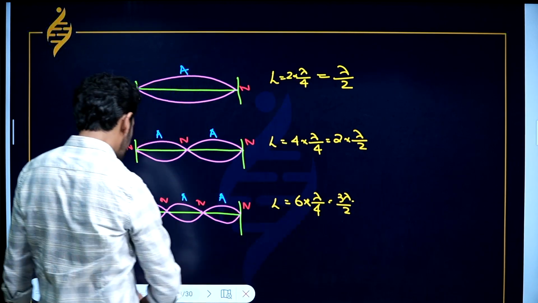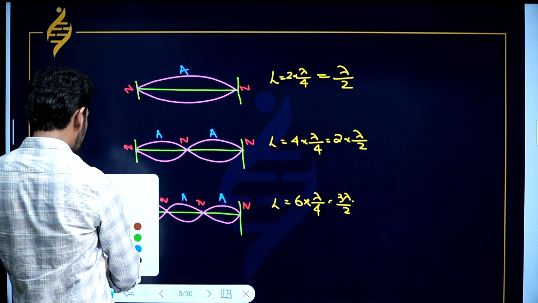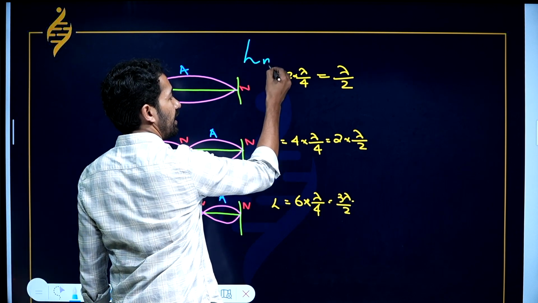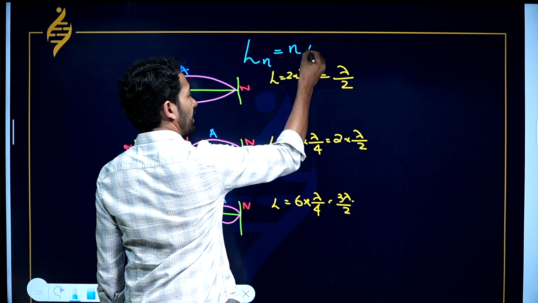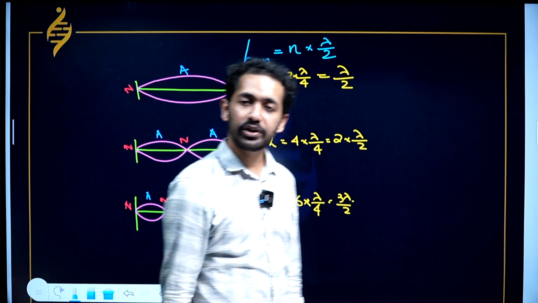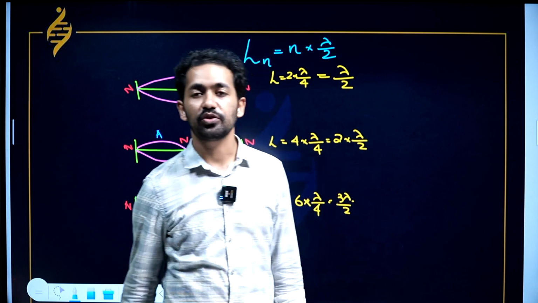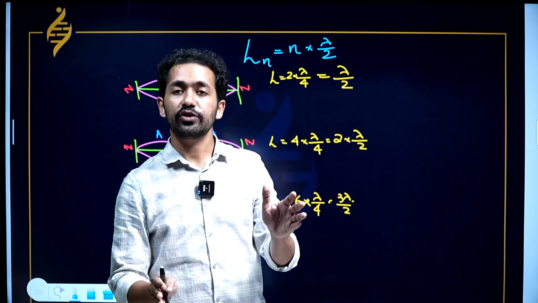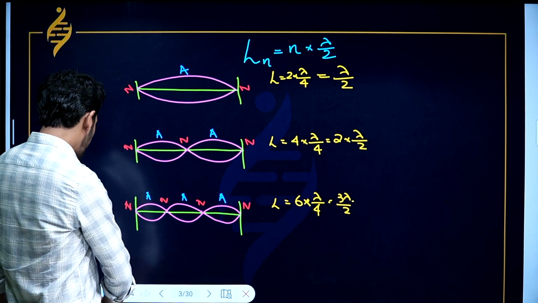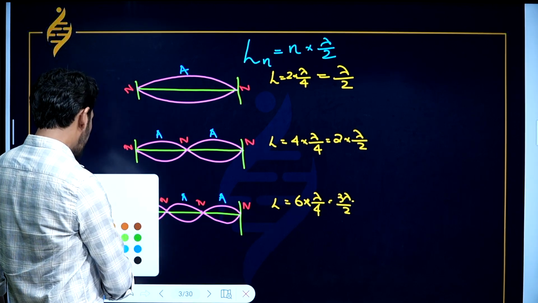Correct? So I will write a general equation for length here. What will be the general equation for length? I can write length Ln is equal to n into lambda by 2. If it is first mode, it will be 1 into lambda by 2, second mode it will be 2 into lambda by 2, and if it is nth mode, it will be n into lambda by 2 will be the length, correct.